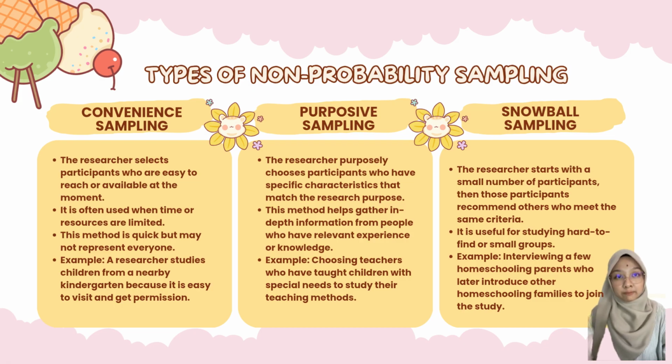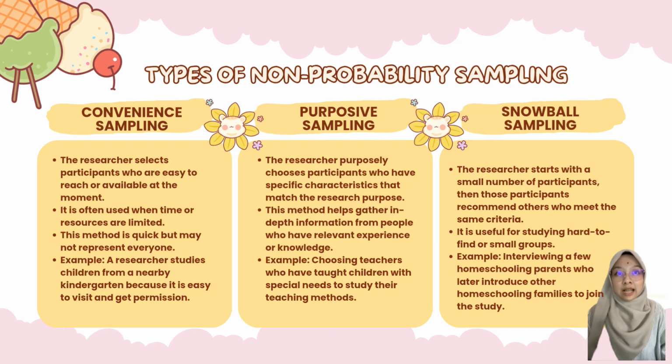Two, purposive sampling. Here, the researcher purposely selects participants who have specific characteristics that fit the purpose of the study. This helps to get more meaningful and detailed information. For example, the researcher might choose teachers who have experience teaching children with autism or special needs. This method gives deeper insight into that specific group.